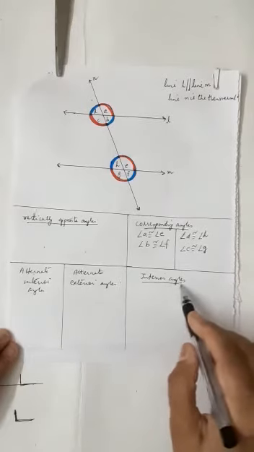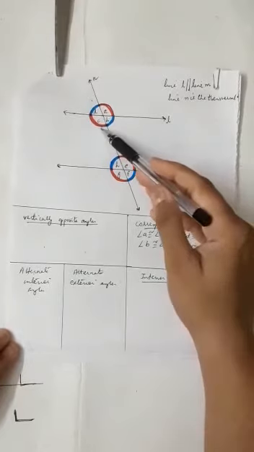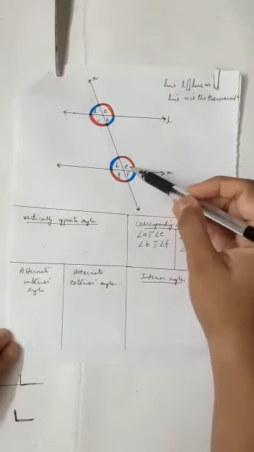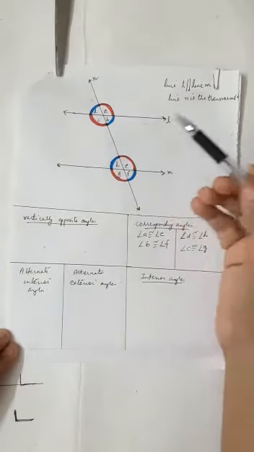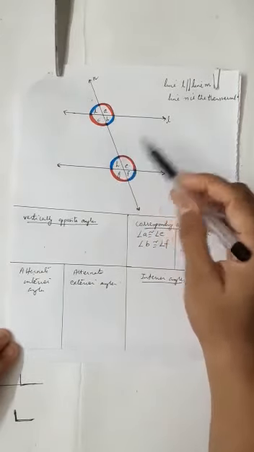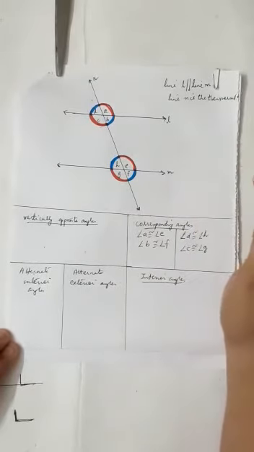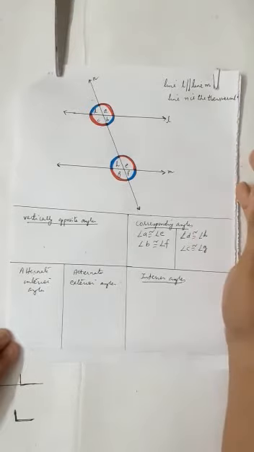Interior angles. Let us start with the interior angles. Interior angles means we will only take the four angles C, B, E and H. And in interior angles, we again see the same side.